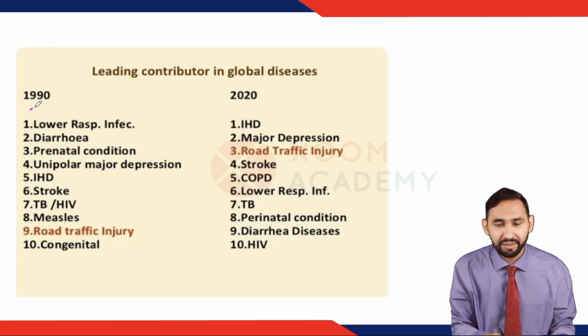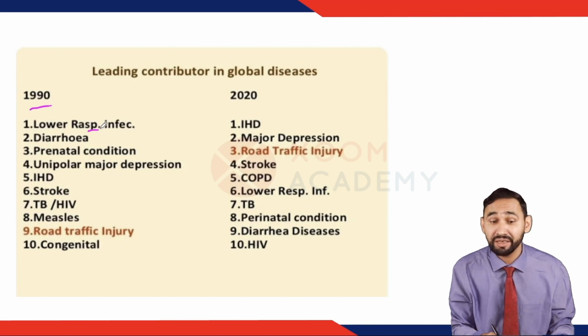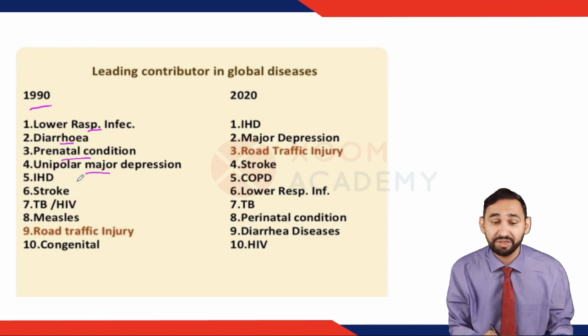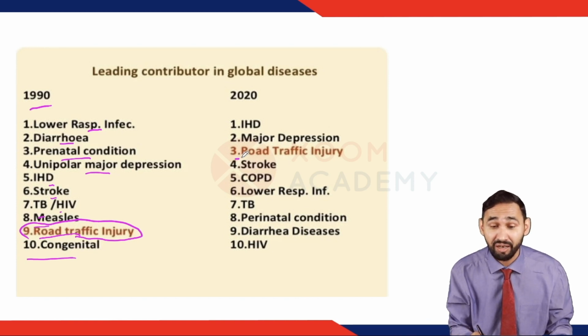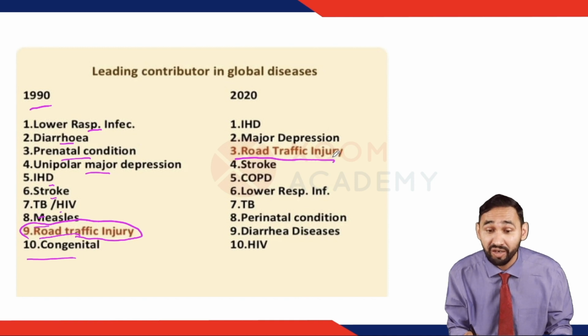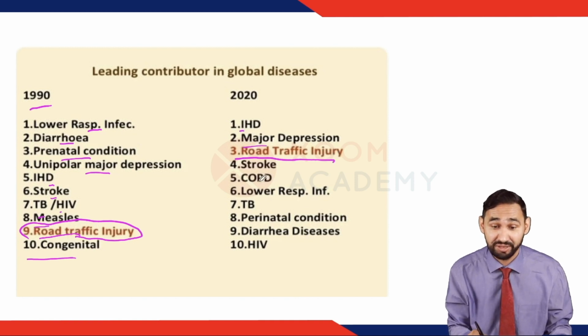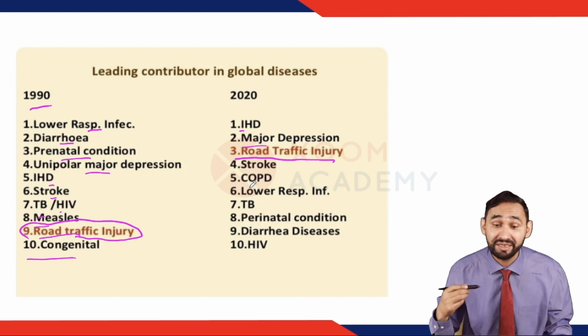In the 90s, the most common diseases were lower respiratory tract infection, diarrhea, perinatal conditions, unipolar major depression, ischemic heart disease, stroke. TB was present, HIV was present, there was measles, and road traffic injuries were at ninth number in 1990, and congenital disorders. In the year 2020, road traffic accidents are at number 3. They are the third major cause of mortality and morbidity in the world nowadays after ischemic heart disease and depression. So their incidence has significantly increased.